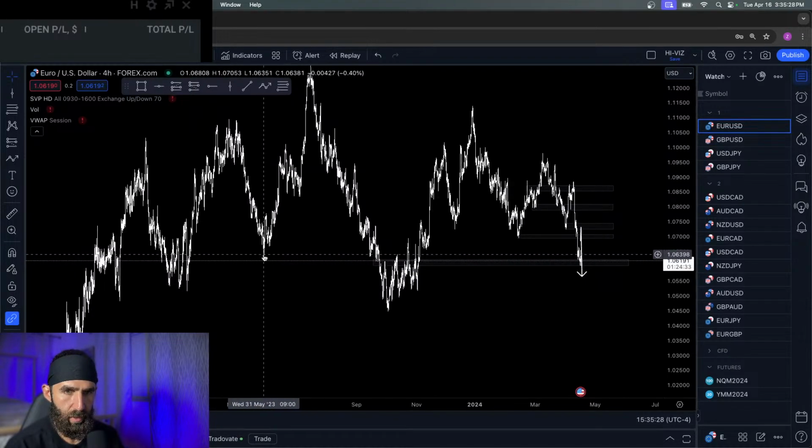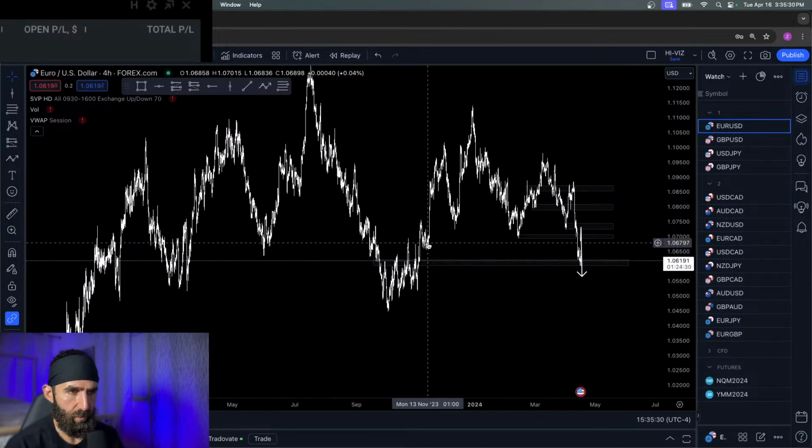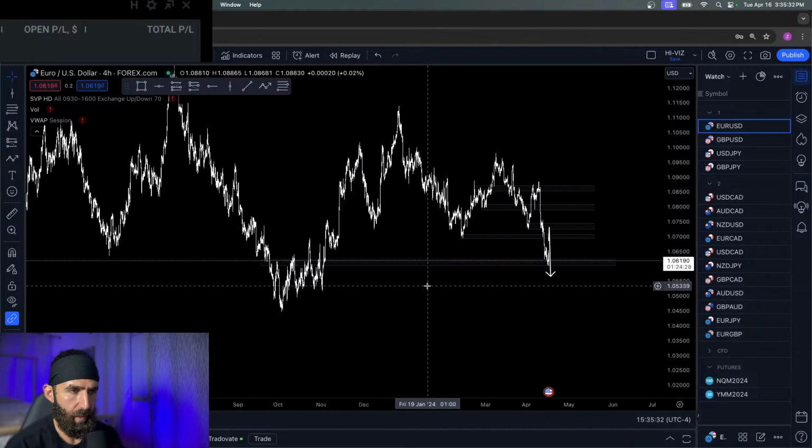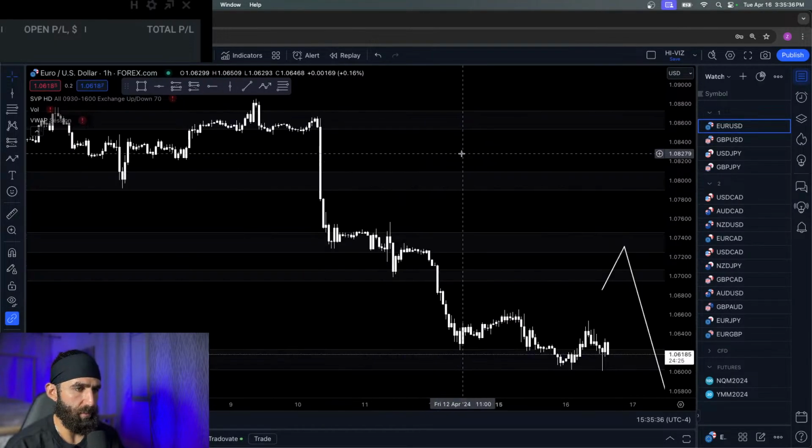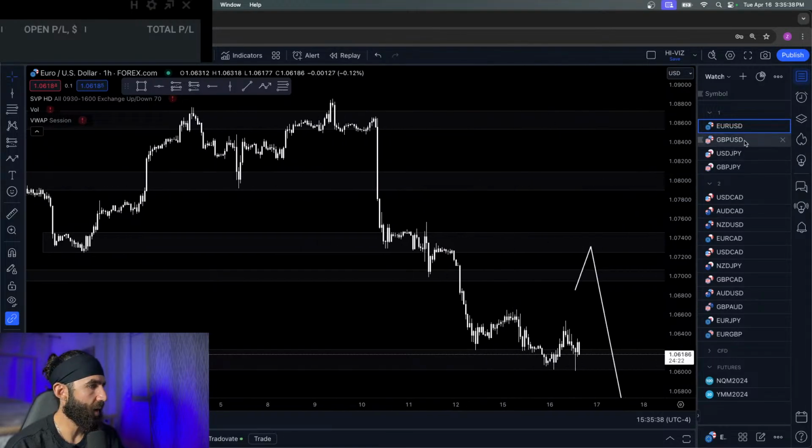You got this low over here. You could be looking at that as a zone. You got this price action up here. You could be looking at that. But I think we're going to see a pullback and then a continuation down. I think that's the most likely move for EUR/USD right now.